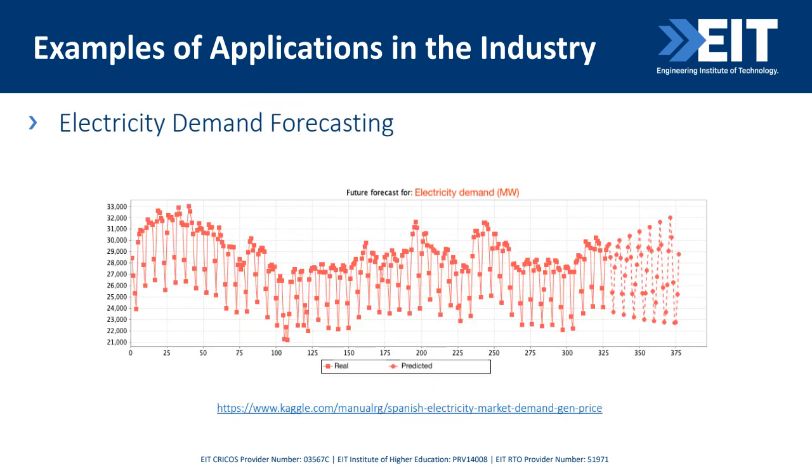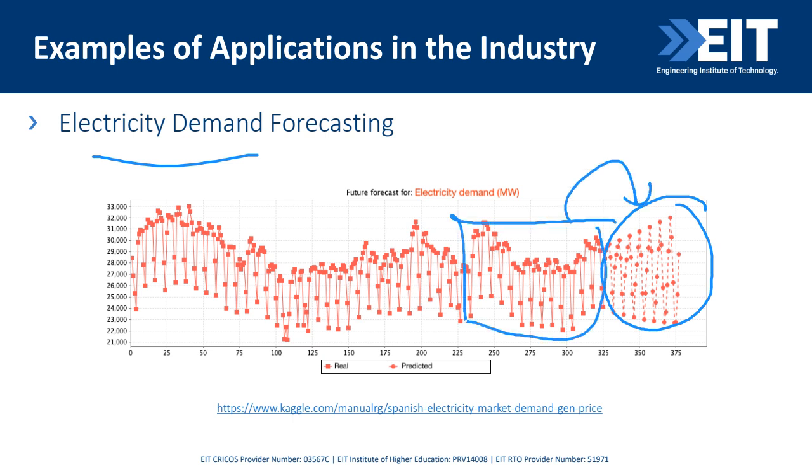Predictions, electricity demand forecasting. You can predict, for example, this here for electricity demand forecasting in Spain. Okay, so we can train the system to learn from the past to predict the future. It's not perfect, but it gives us an indication of what will be the electricity demand in the next few days, for example, here in Spain.